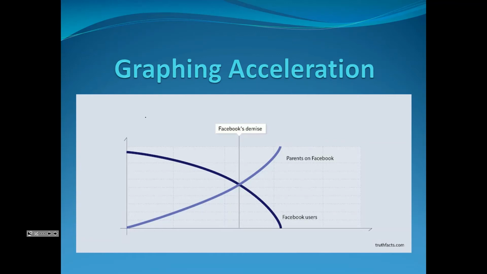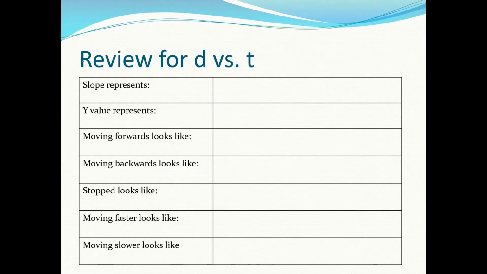So let's do some graphing acceleration. We need to review some of this stuff that we did for D versus T and V versus T graphs. All of it's the same as what we did before. We're just adding on acceleration.